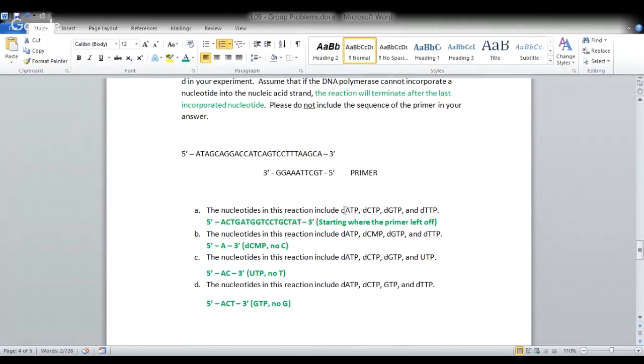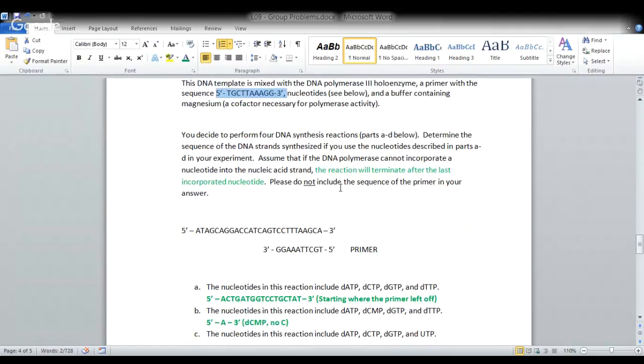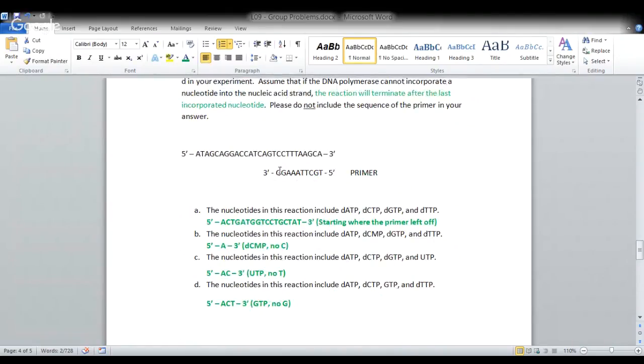So it's not going to cancel out. What's going to happen is we're going to pick up off of the primer at T, and then run all the way back down to this 5' end, giving the complementary nucleotide. That's where we get right here ACTTGATGG and so on. Just like I have in parentheses, you just start where the primer left off.